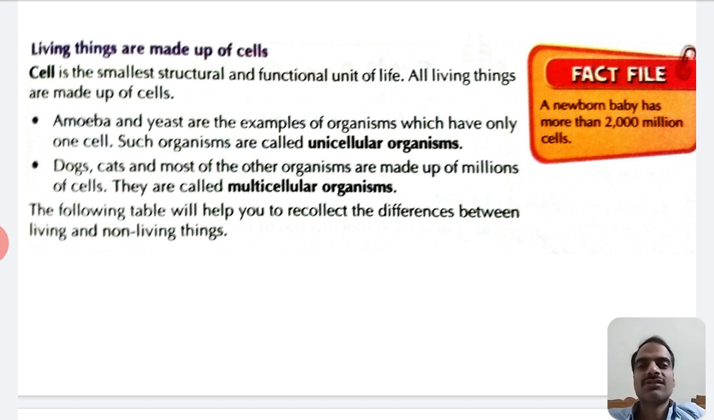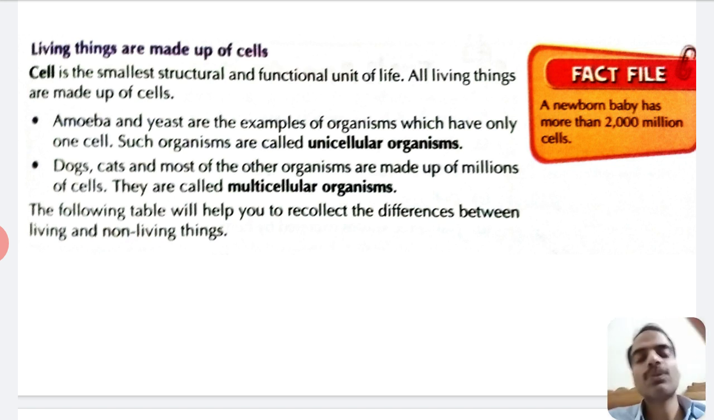Some organisms, some animals or plants, are called unicellular. Amoeba and yeast are unicellular organisms. What is meant by unicellular? Uni means single, one. Unicellular means the body of the amoeba or yeast is comprised of only one cell. One cell itself is their body.